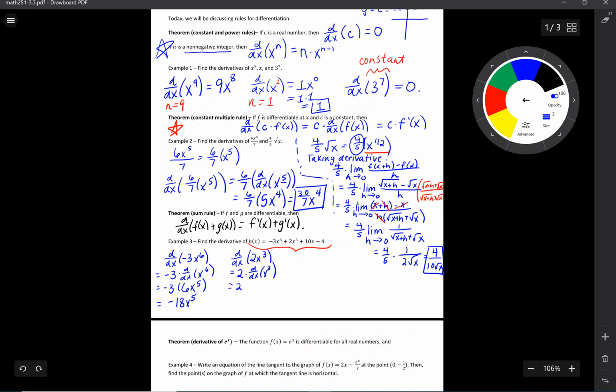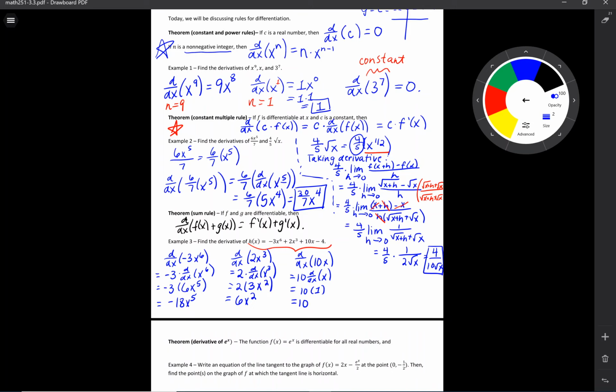And now I bring the 3 down, reduce the power by 1. So this is 6x squared. The derivative of 10x, well, I bring my 10 out in front, constant multiple rule. And I found in my very first example that the derivative of x was equal to 1. So this is just 10 times 1, or 10.